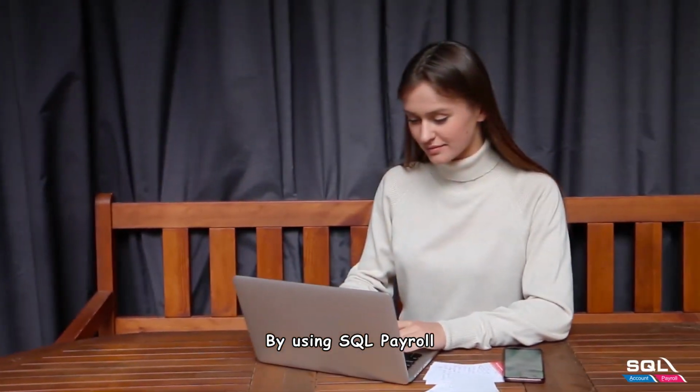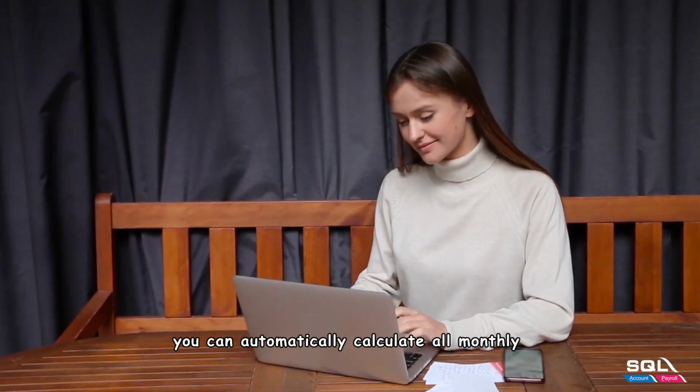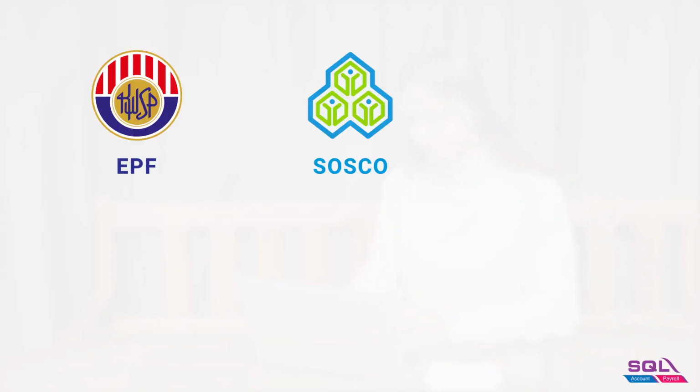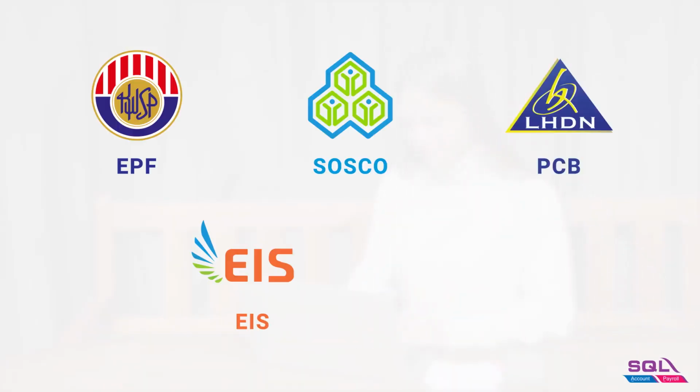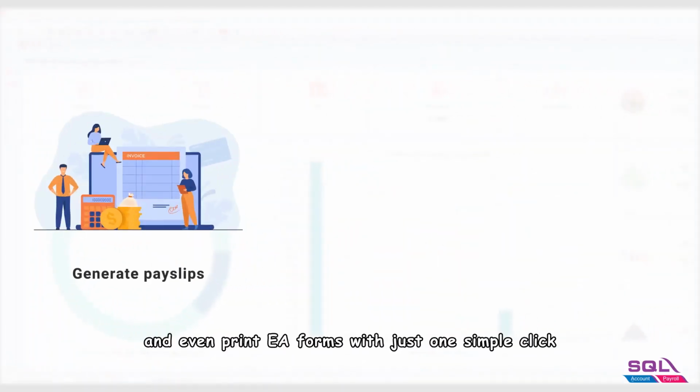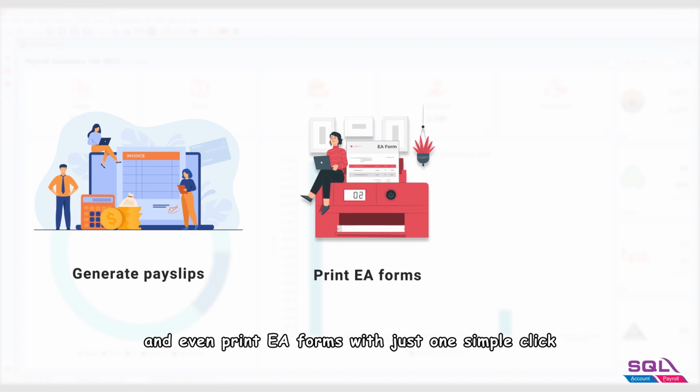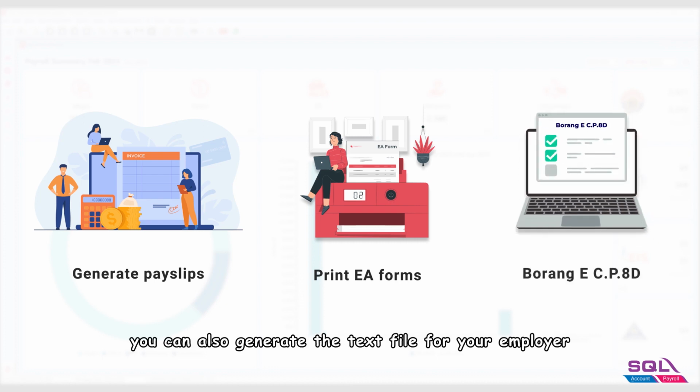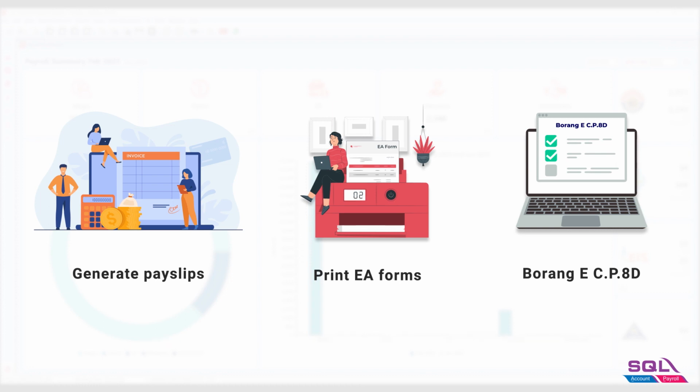By using SQL Payroll, you can automatically calculate all monthly statutory contributions for EPF, SOCSO, PCB, EIS and HRDF. Generate payslips. And even print EA forms with just one simple click. With SQL Payroll, you can also generate the text file for your employer Borang E CP8D that complies with the LHDN portal. Just click one simple button to submit.